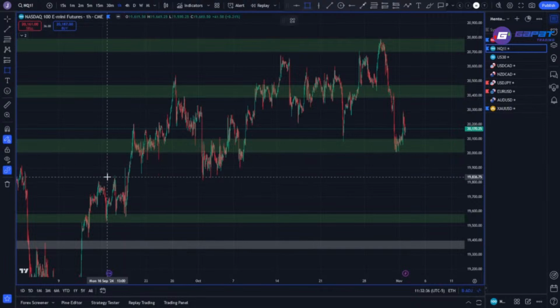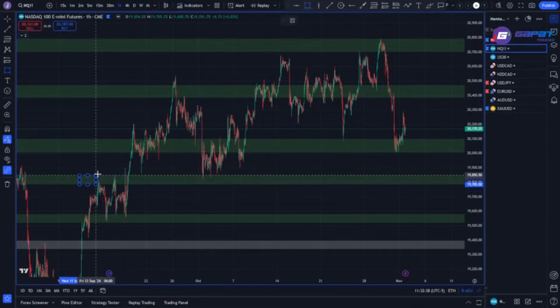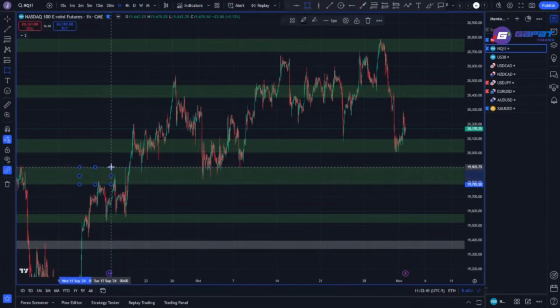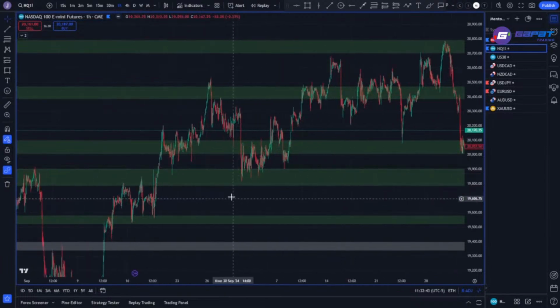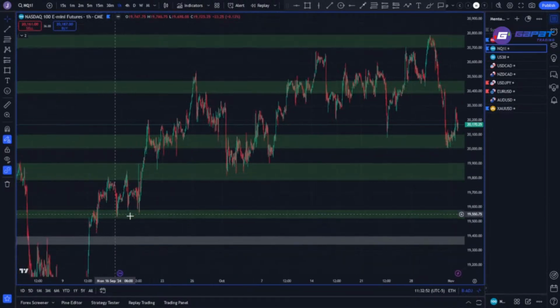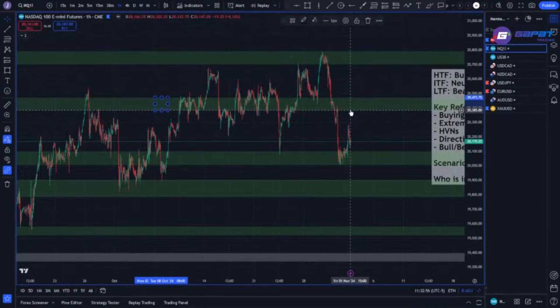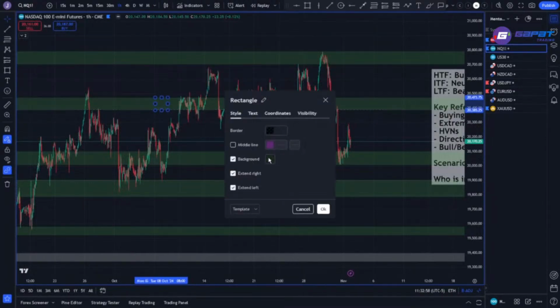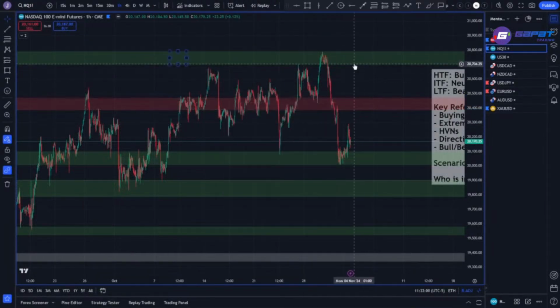I would have another level here as well. Maybe 2 levels split up, one a little bit lower and one a little bit higher to encompass this. But this is your balance area. This is balance area low, and this is the balance area high. Let me just quickly change the colors.